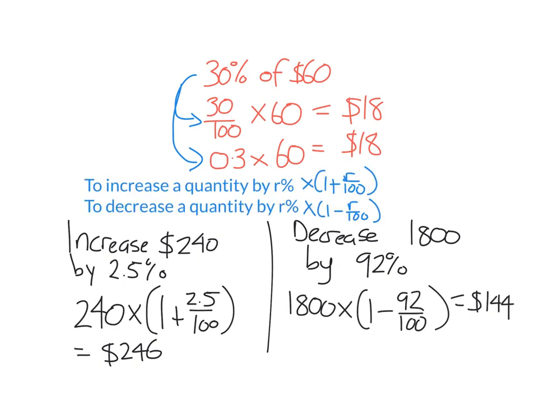So here are the formulae you need to know. To increase by R%, times by 1 plus R over 100. To decrease by R%, times by 1 minus R over 100. That's the only difference between these two formulae. Plus when you're increasing, minus when you're decreasing. That's what I used here. When increasing by 2.5%, I times by 1 plus R over 100. When decreasing, it was 1 minus R over 100. So make sure you know these formulae. We're going to use them in exponential growth and decay. Just before that, we're going to look at finding the original amount.